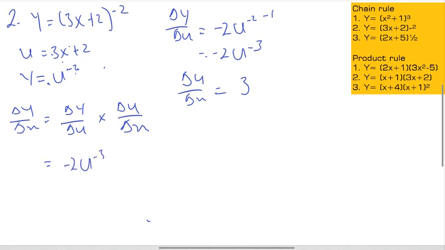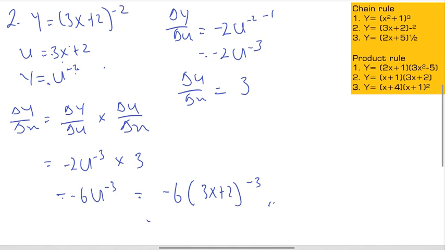Minus 2u raised to the power minus 3, then we have times du/dx, and du/dx is what? That's 3. So that will be minus 6u raised to the power minus 3. So let's impute our u now. Our u is what? 3x plus 2, and then we'll just put our minus 3. And this is our final answer.